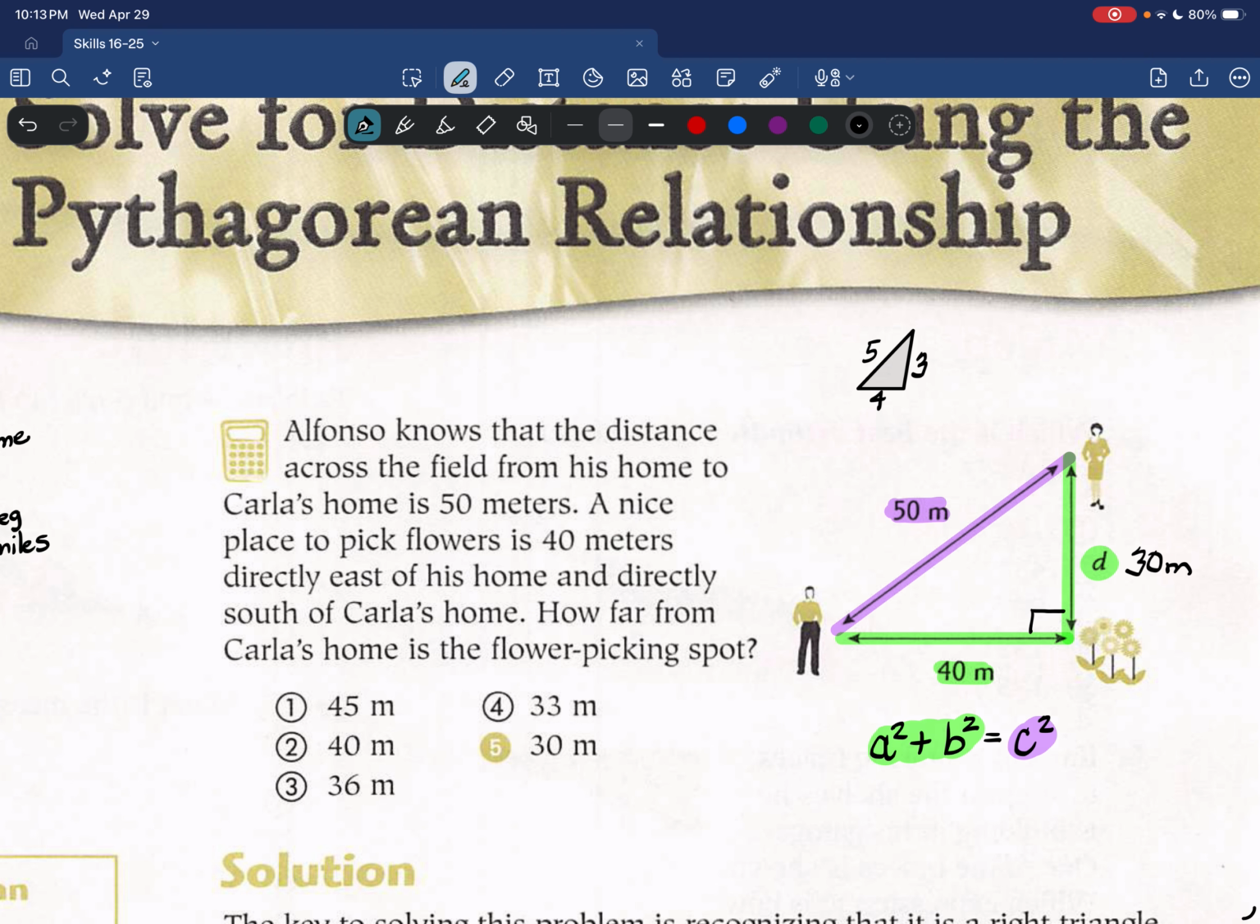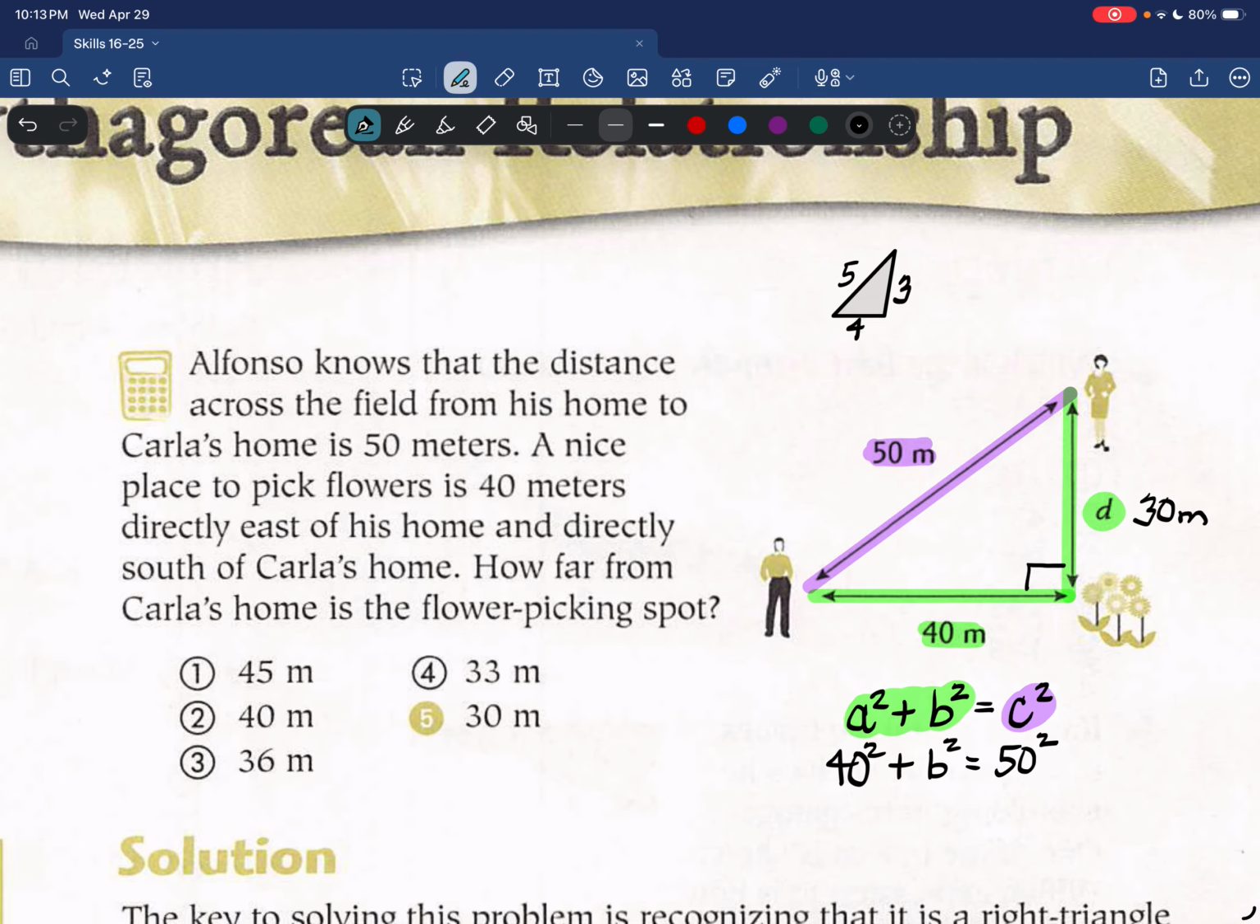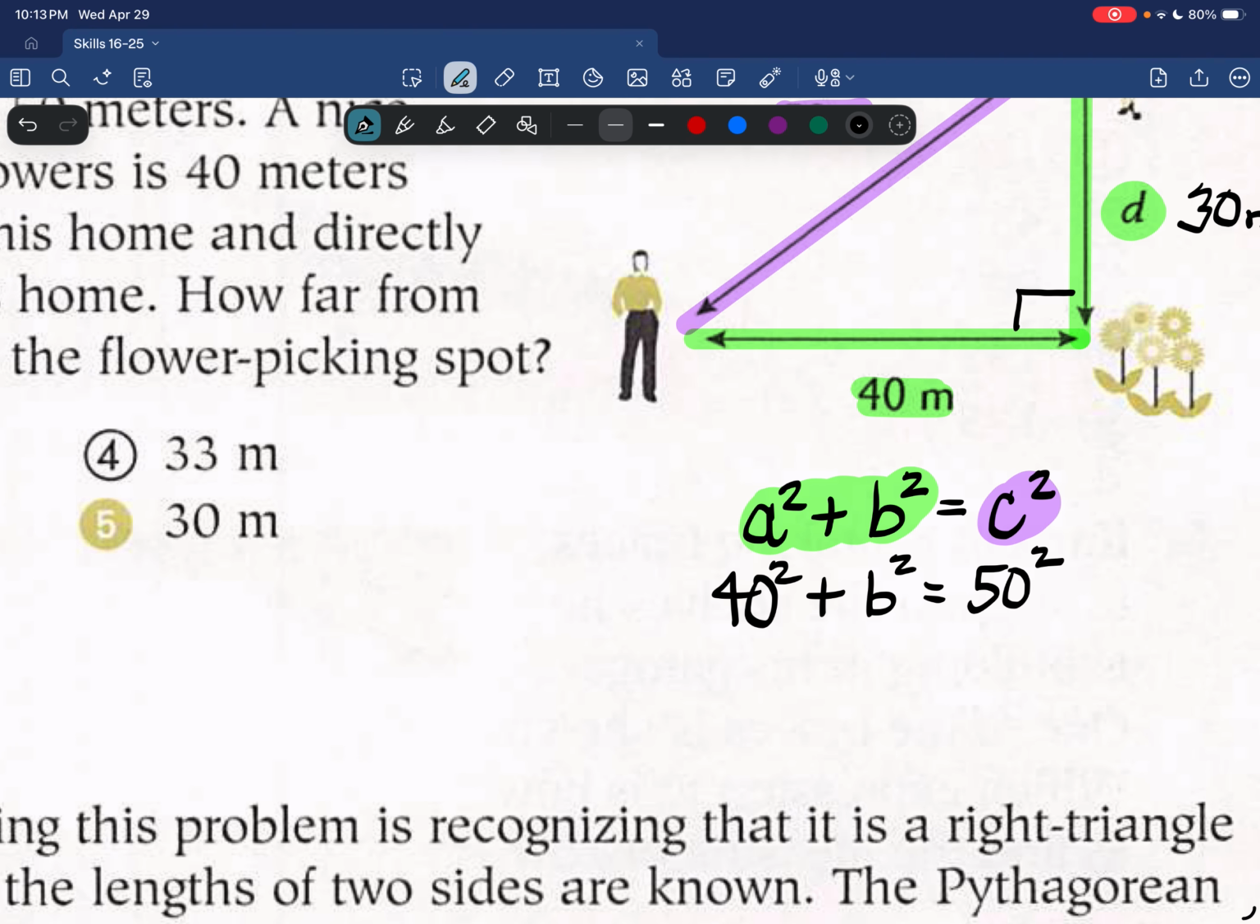And we just need to do some math. I know one of the legs. I know the 40 squared. I don't know the other leg. But I do know the hypotenuse. That's 50, and I'm going to square it. You can use your calculator. 40 times 40 is 1600. 50 times 50 is 2,500. And we don't know this one yet, but we're about to.